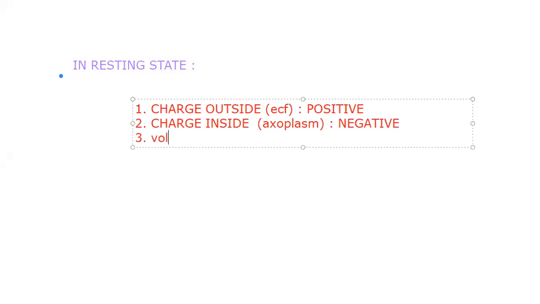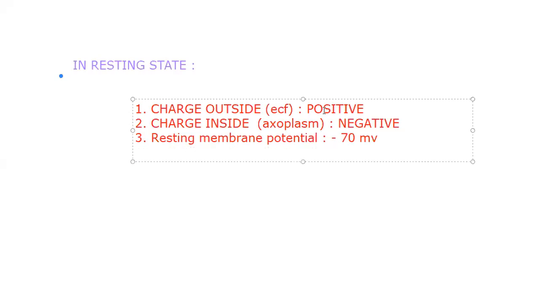Voltage in the axolemma. Voltage in the axolemma means the resting membrane potential. We'll write it like that, it will be better. What is the resting membrane potential? Minus 70 millivolts. Okay, minus 70 millivolts.